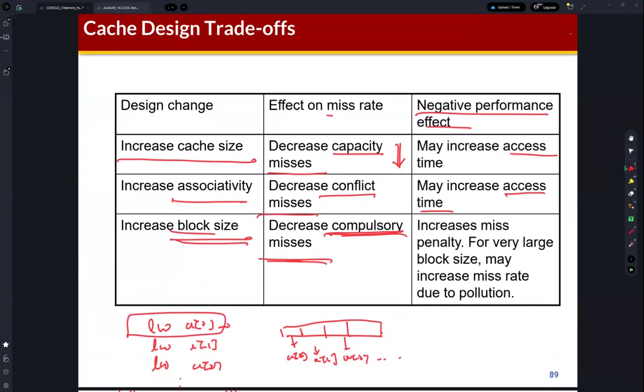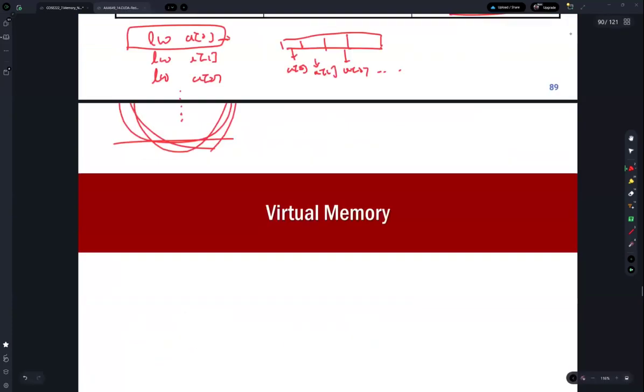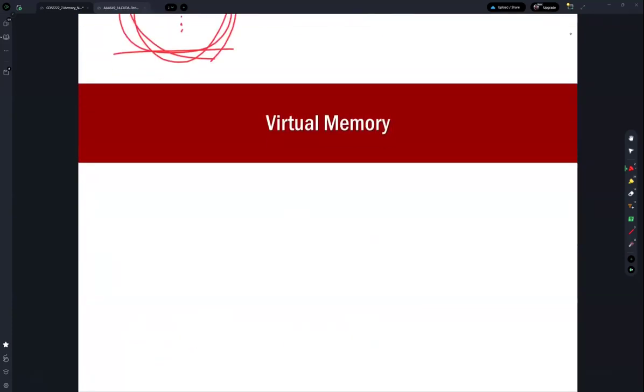But what's the problem? Negative impact. The negative performance impact is that the miss penalty is increased, and the cache can be polluted, right? So we can also observe the design trade-off for the cache configuration. Okay, so this is the end of the cache.